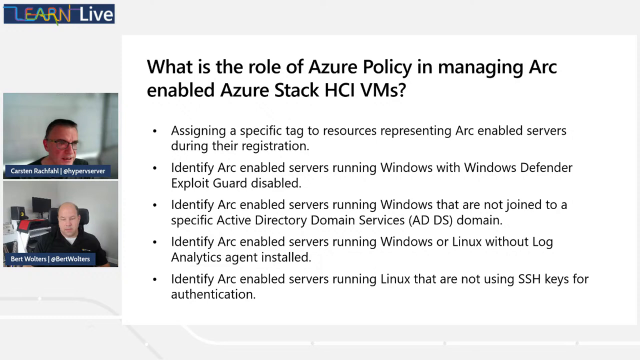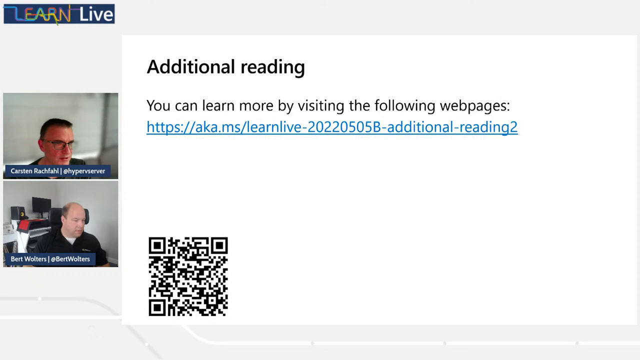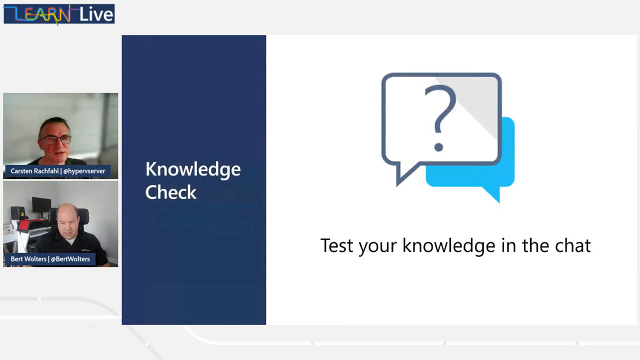Bert already told you that this down in the left is a QR code. Take your phone if you have a smartphone, and then you get to the link. You can also, of course, type in the link. So let's go on with small knowledge tests. Let's see what the questions are.